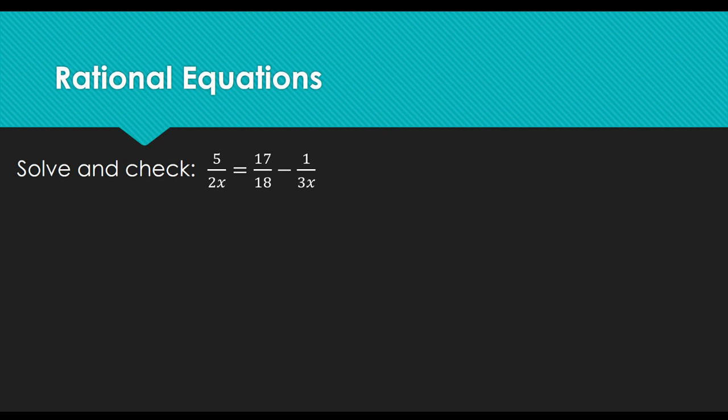So let's solve and check this. Notice that there are fractions, and notice that some of our denominators have variables, and that's why these are rational equations. So we've got 3 different denominators here. We have to figure out what the least common denominator is. So if I just focus on the numbers 2, 18, and 3, 18 is the biggest. That means it has to be at least that number. Well, I can multiply 2 times something to turn into 18, and I can multiply 3 times something to turn into 18. So that means that 18 is going to be a part of that least common denominator.